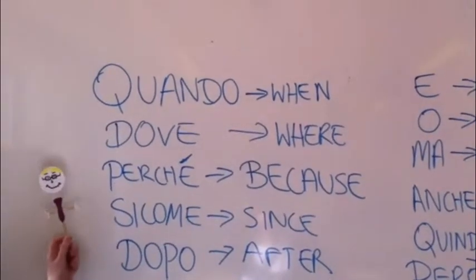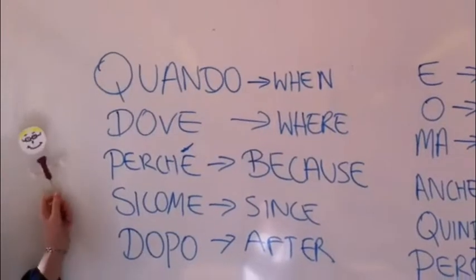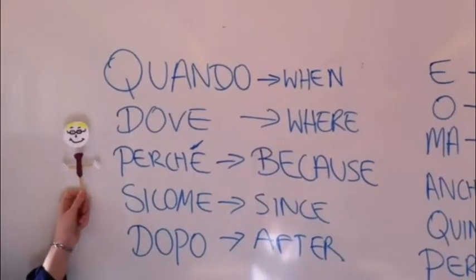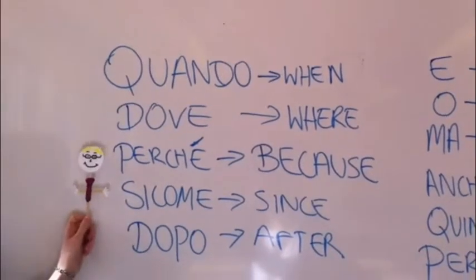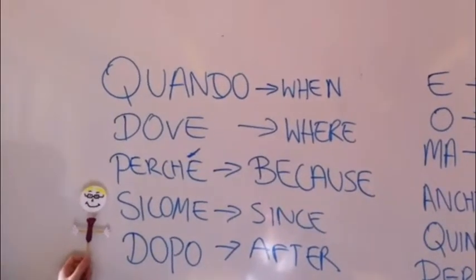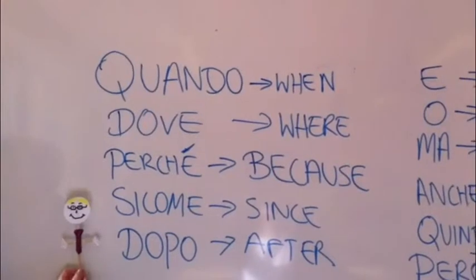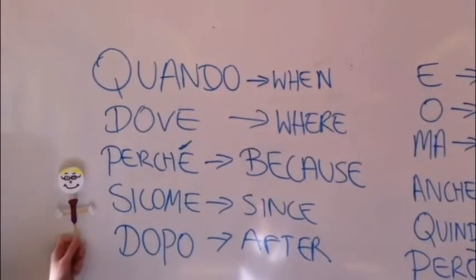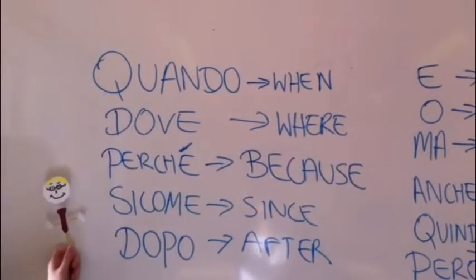Here are some subordinate conjunctions. Quando, which means when, dove, which means where, perché, because, siccome, since, dopo, after. There are also many more of these subordinate conjunctions which you can have a look at yourself.